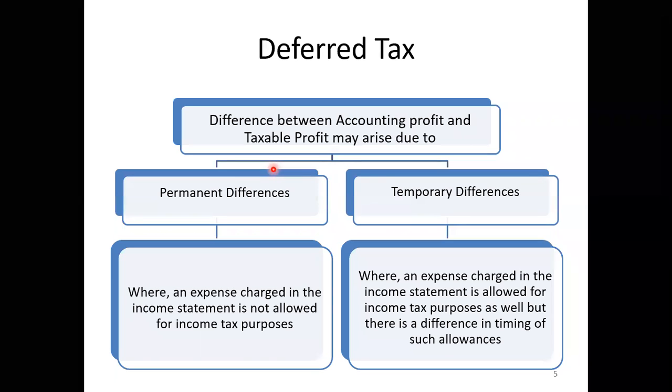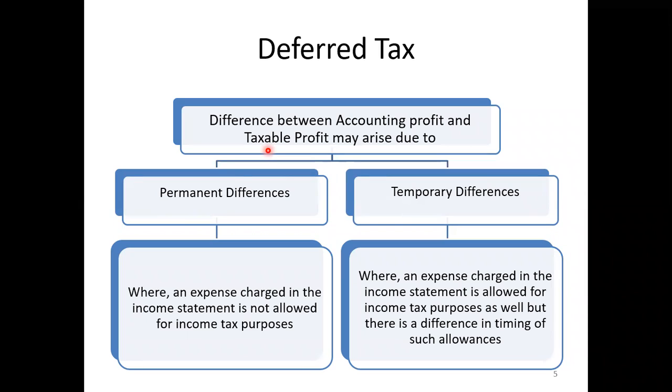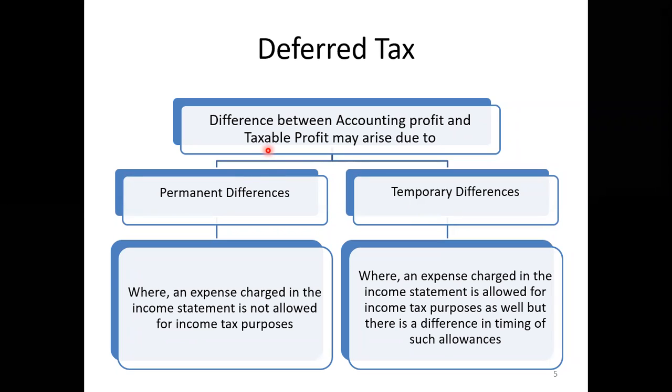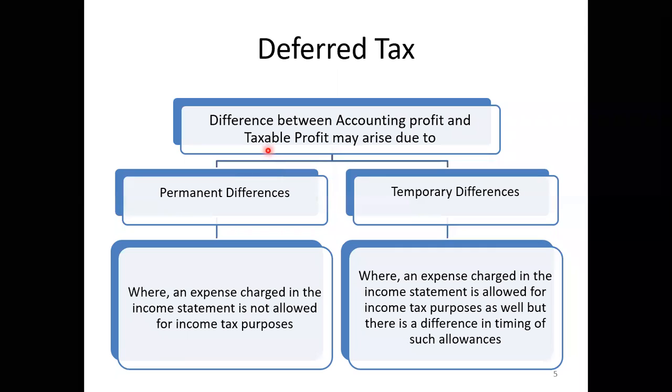So deferred tax arises due to the differences between accounting profit and taxable profit, right? So if anybody is unable to understand what is taxable profit, you can post your question in the chat box, or you can unmute your mic and ask.